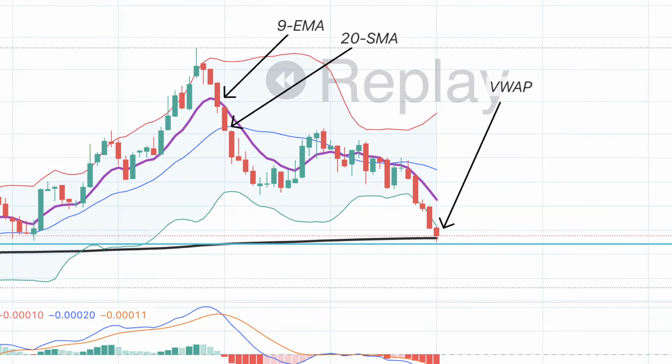And this is why I really like this strategy. It doesn't just show you where to enter, and it doesn't just show you confirmation. It also shows you where you can set your exits. And these are quite high probability exits too.